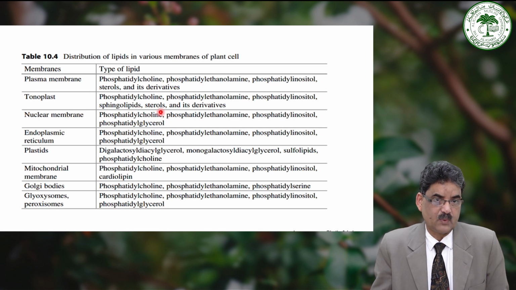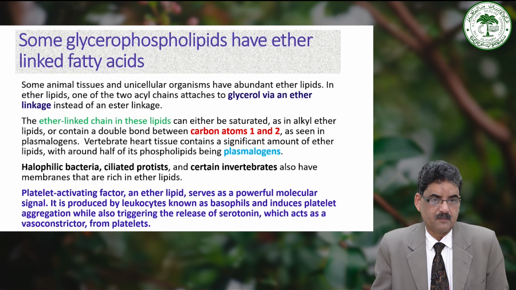Whereas in the tonoplast, it is phosphatidylcholine, phosphatidylethanolamine, phosphatidylinositol, sphingolipids, sterol, and its derivative. Then we have endoplasmic reticulum, mitochondria, Golgi body, as well as that of peroxisome. Every part of the membrane has a different type of lipid.